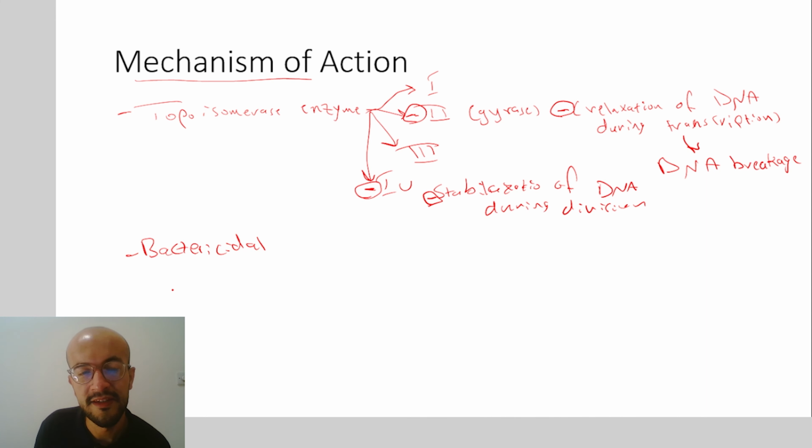The topoisomerase is also present in the human body, but the concentrations of the quinolones needed to inhibit the human topoisomerase would have to be very high, so the possibility of human topoisomerase inhibition is very low.